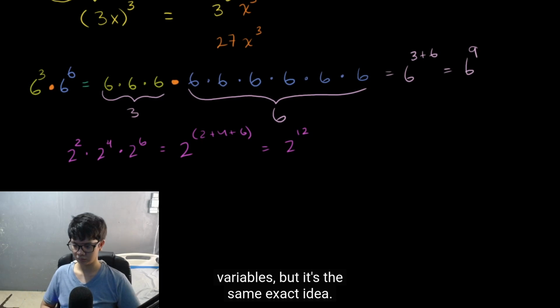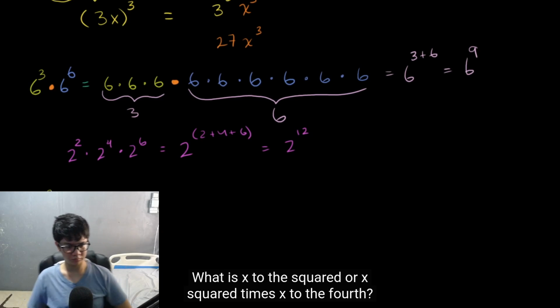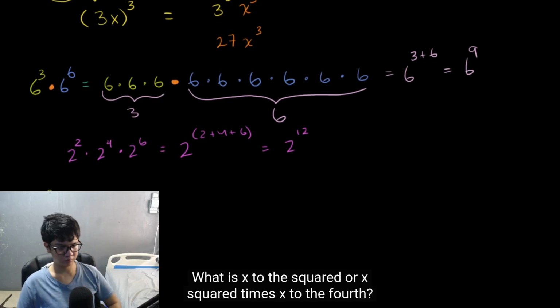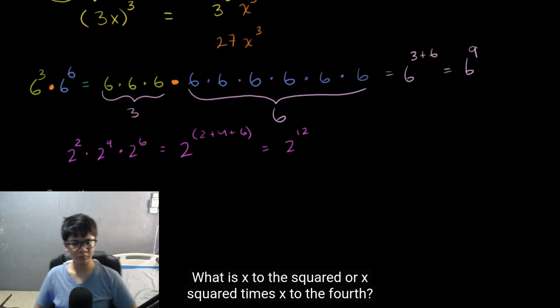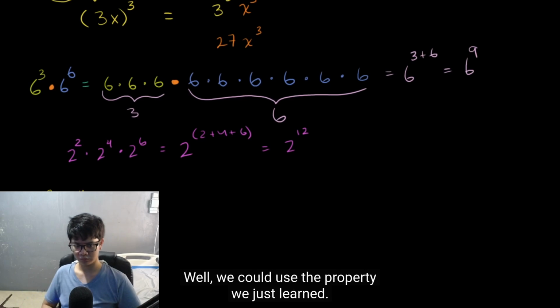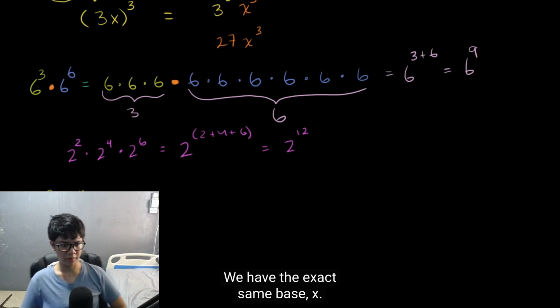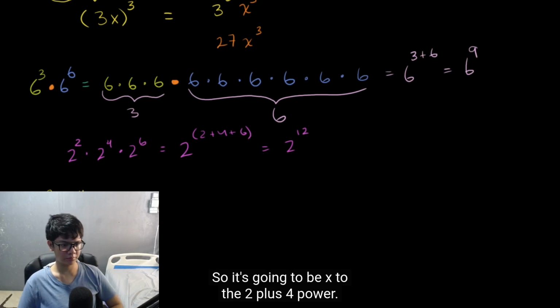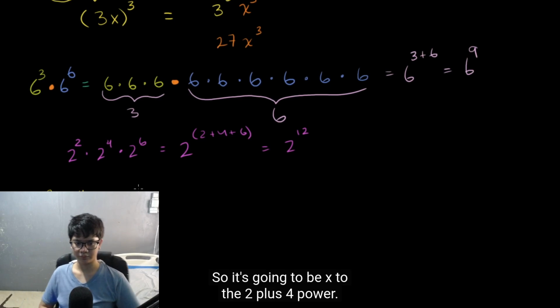exact idea. What is x squared times x to the 4th? Well, we could use the property we just learned. We have the exact same base, x. So it's going to be x to the 2 plus 4 power. It's going to be x to the 6th power.